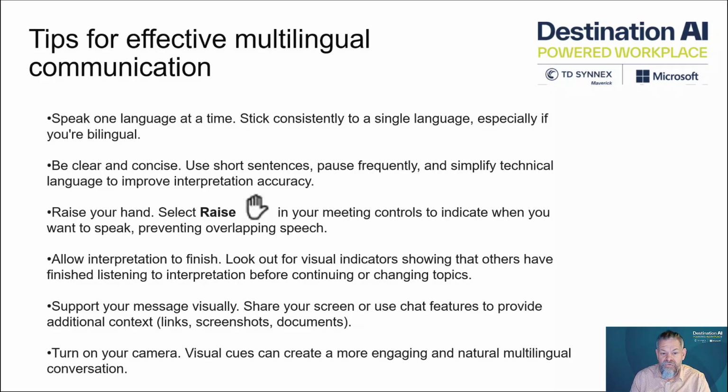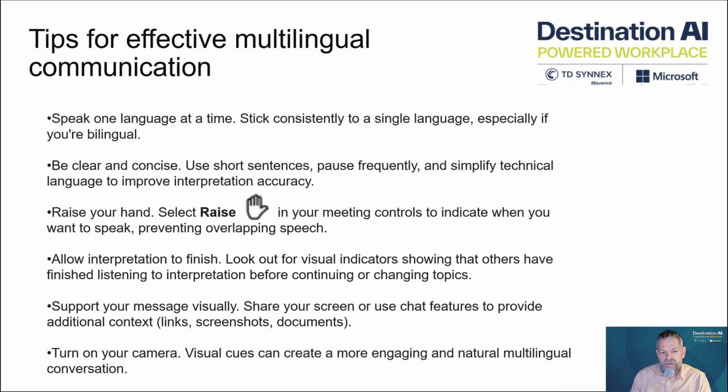And look out for visual indicators that interpreting has finished, and nodding of what's going on, and people are getting the information that needs to happen. And support those messages visually, so sharing your screen and using chat features to provide that additional context of what's actually being said. And turn on your camera, because visual cues are about creating a more engaging and more multilingual conversation of what's being said.